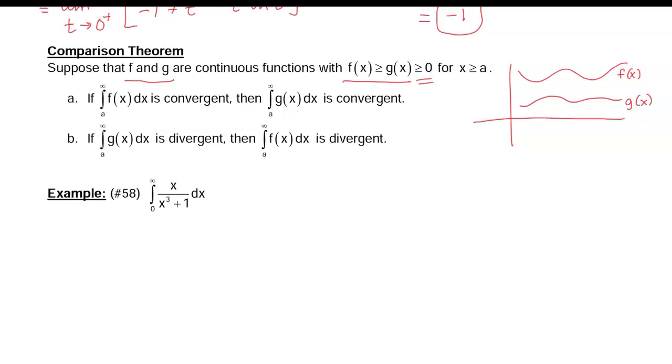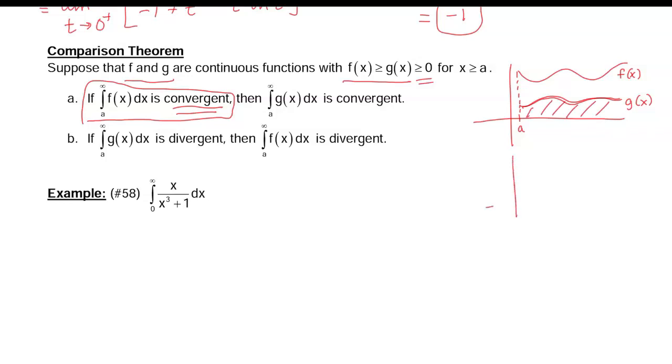The theorem says if the integral from a to infinity is convergent on f. So look at f, and I'll set up an a, and what they're saying is if you take the area under the curve f from a to infinity and you get a value, it's convergent, then that makes sense that g would be convergent also, because the area under g would even be less than the area under f.